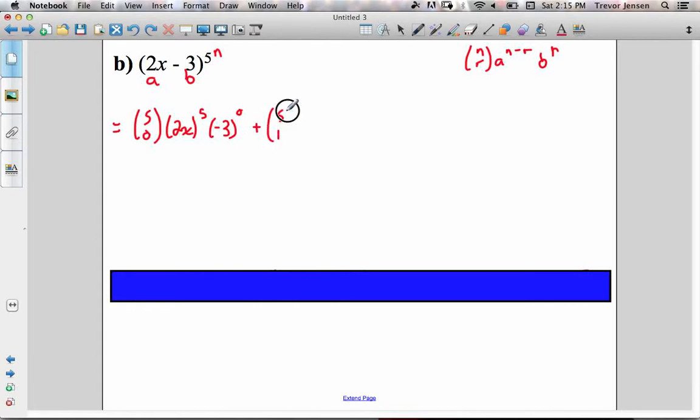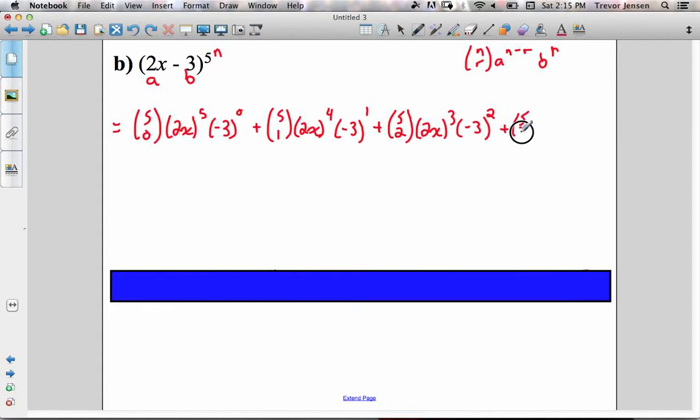5 choose 1. And then our a value is 2x to the exponent of n minus r. 5 minus 1 is 4. And our b value has an exponent of r on it. So my r value is 1, exponent of 1. And 5 choose 2, and hopefully you're getting the pattern. The exponent on the a values is going to keep decreasing by 1. So this will be a 3, because 5 minus 2 is 3. And the exponent on the b value is going to keep increasing by 1. 0, 1, this one will be a 2, because the r value is 2.